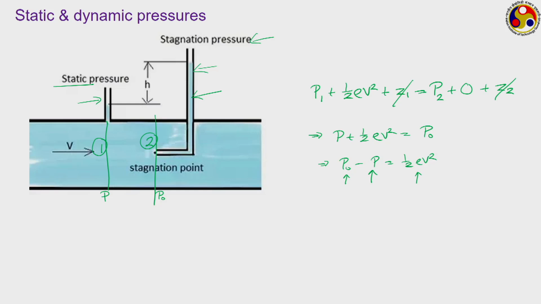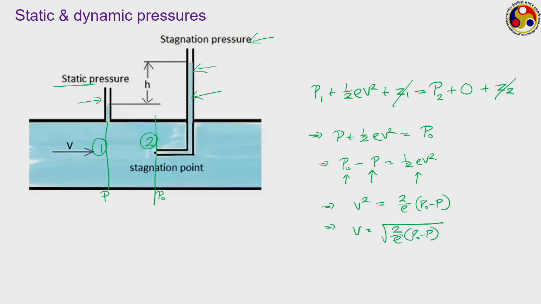In fact, this also provides a very easy way of calculating the velocity of the fluid, because we can easily see that V squared will be equal to 2/rho times (P naught minus P), or V is equal to the square root of 2/rho times (P naught minus P).